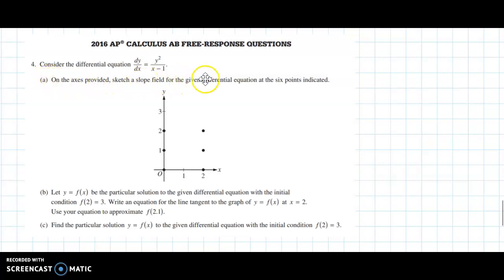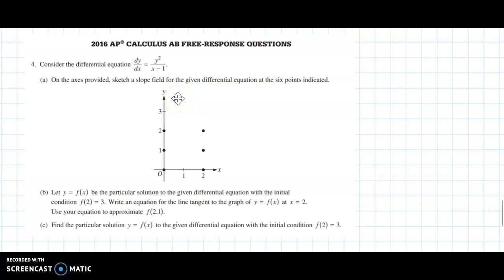They ask us to sketch the slope field at these 6 points where there are dots, so it's not too many points. They then tell me y equals f of x is a particular solution to the differential equation with these initial conditions. So that's an x, that's a y. And then they ask me to find the tangent line. Now be careful, it's a tangent line. And then for part C, they asked me to actually find the particular solution to the differential equation with those same initial conditions, 2, 3. So let's start with part A.